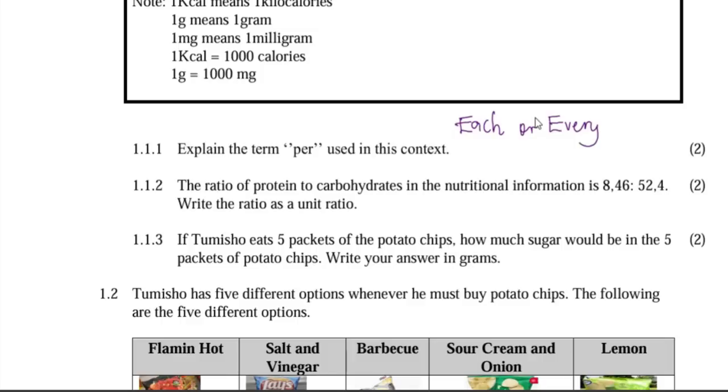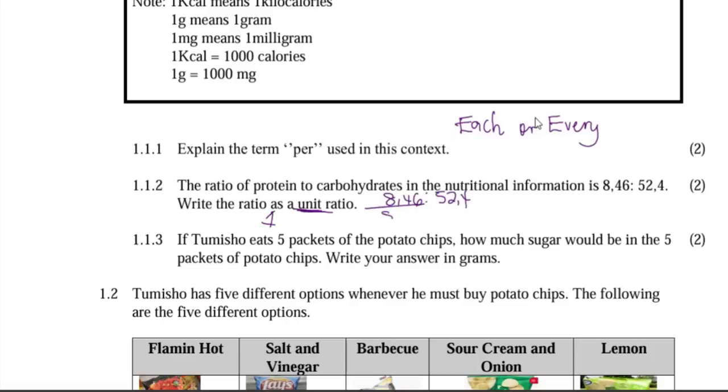The ratio of proteins to carbohydrates in the nutrition information is 8,46 to 52,4. Write the unit as a unit ratio. The moment you hear unit ratio, meaning the number is going to start with a 1. So let's find out here. What are we going to do? So it's 8,46 to 52, so we want this to become 1.